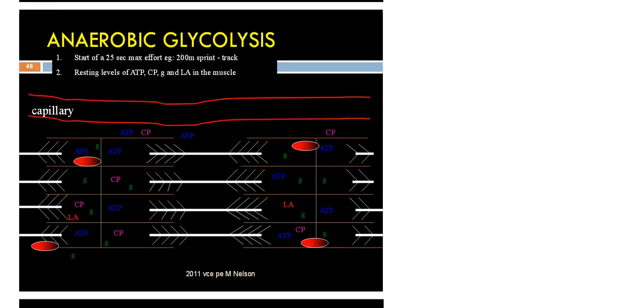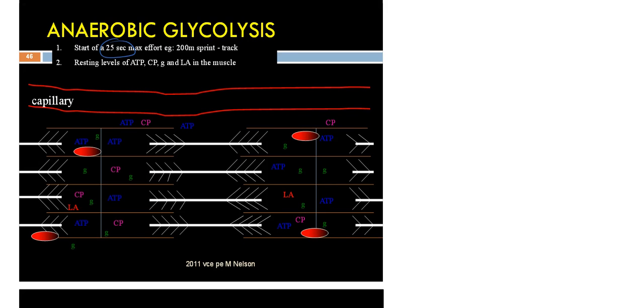So having a bit of a look at what is happening within the muscle. This is before a 25-second max effort. So we've got lots of stored ATP. We have creatine phosphate, we have glucose, we have lactic acid, so the lactate and hydrogen ions. And in here, we've got our mitochondria. So that's at the beginning. So we have resting levels.